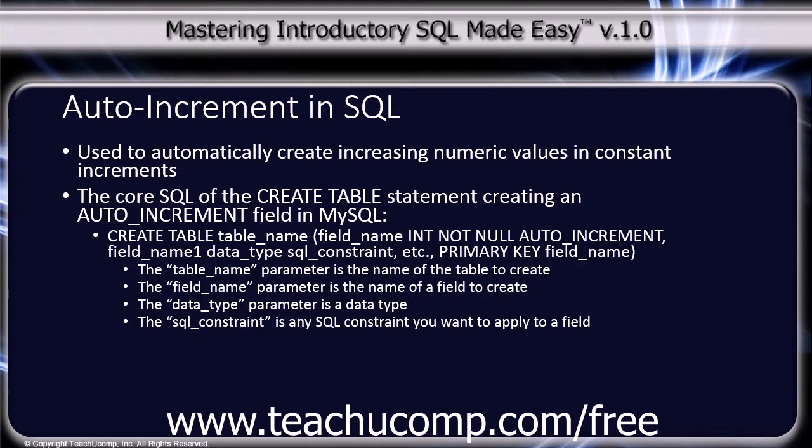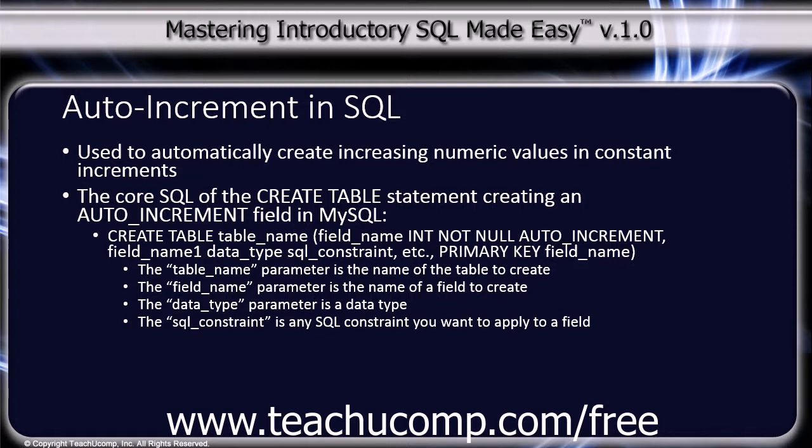Finally, you have the primary key on the original field name that is also the auto-increment field. So in this MySQL example, note that you do have to add the auto-increment constraint at the end of the field to define it as containing auto-incrementing values. Also note that this field was also assigned the integer data type so that it will contain numeric integer values. It was also assigned the not null SQL constraint so that it cannot contain null values.